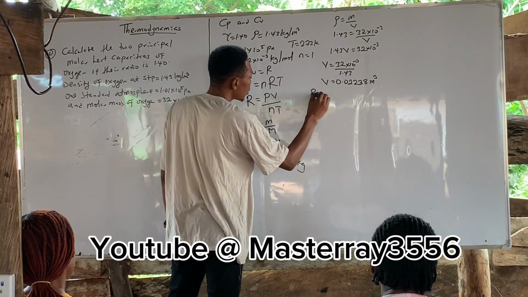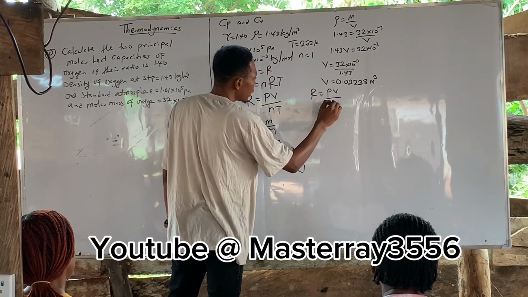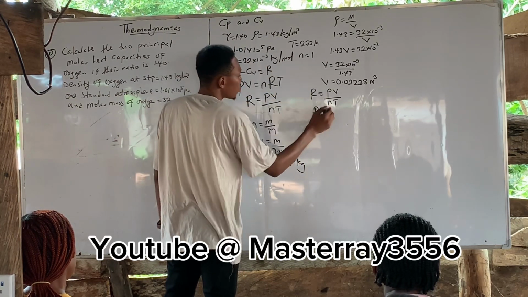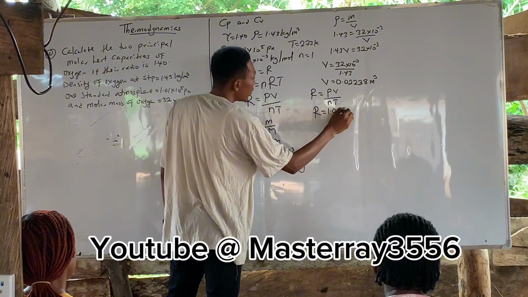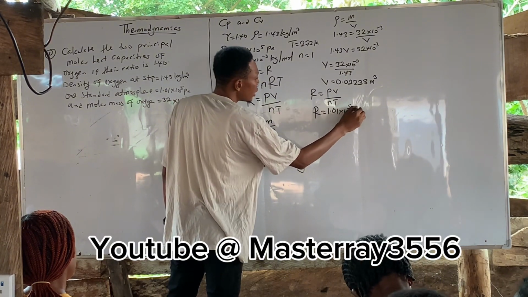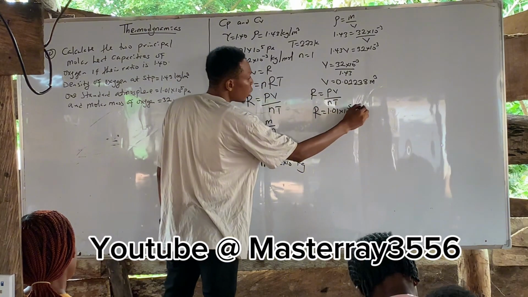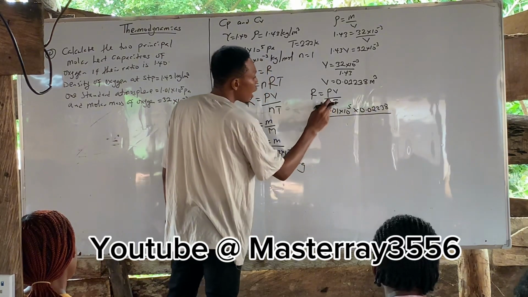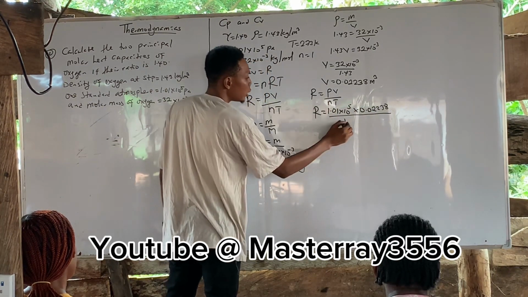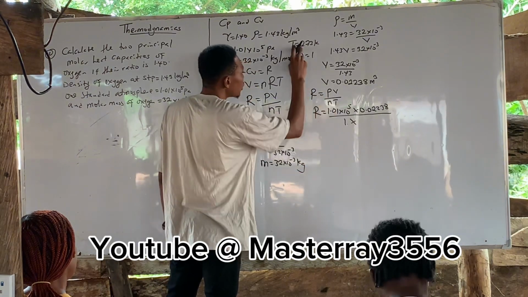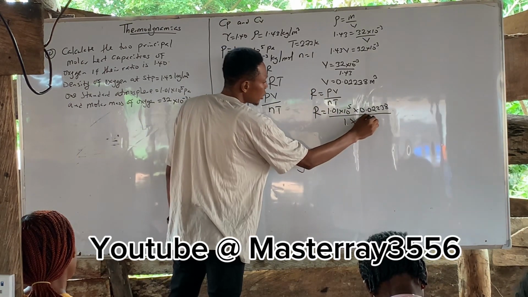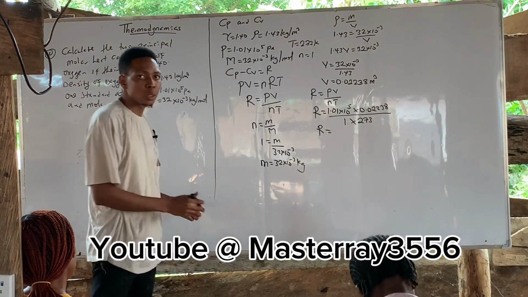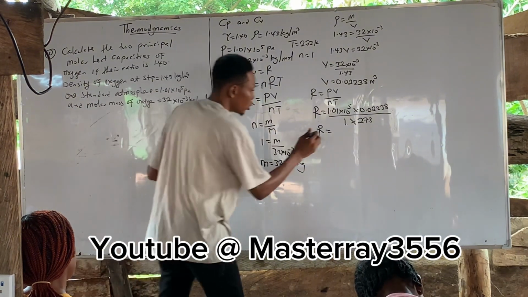We have R equals to, PV equals to what? nRT. So R will be equals to what's P? 1.01 times 10 raised to power 5. Then times what's volume? 0.02238. Then all over what's n? n is 1. Then times what's temperature? 273. R will be equals to multiply the numerator. 2260.38.